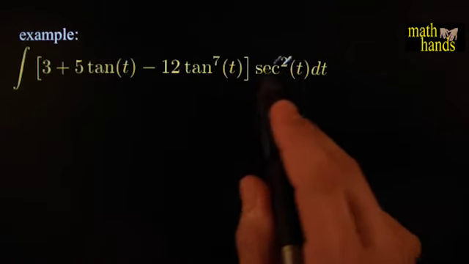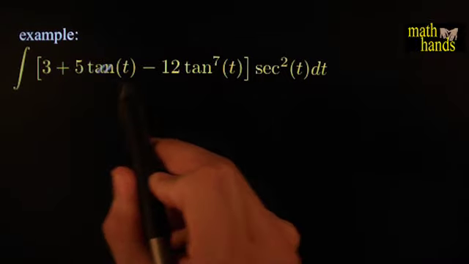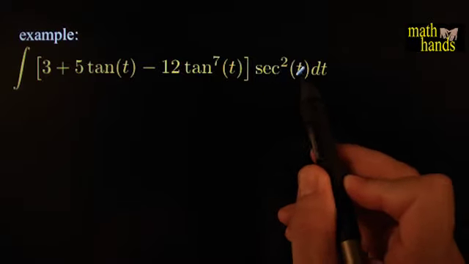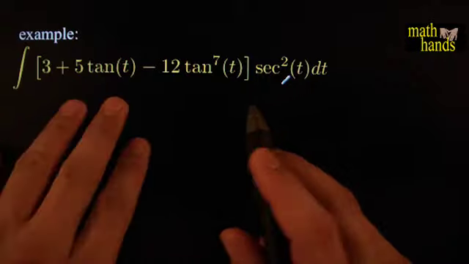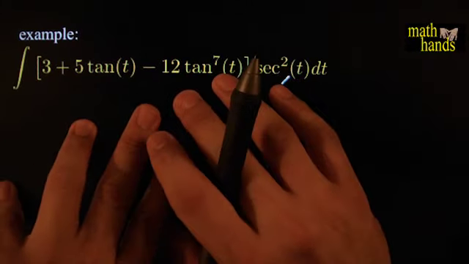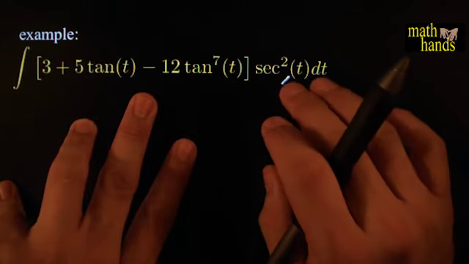Same concept here. Look, this looks incredibly difficult: 3 plus 5 tangent t minus 12 tangent to the 7th t, times secant squared t. This looks crazy. Any mortal would start crying as soon as they see this, unless they understand the principle we just talked about: the principle of earmarking something to be your du.